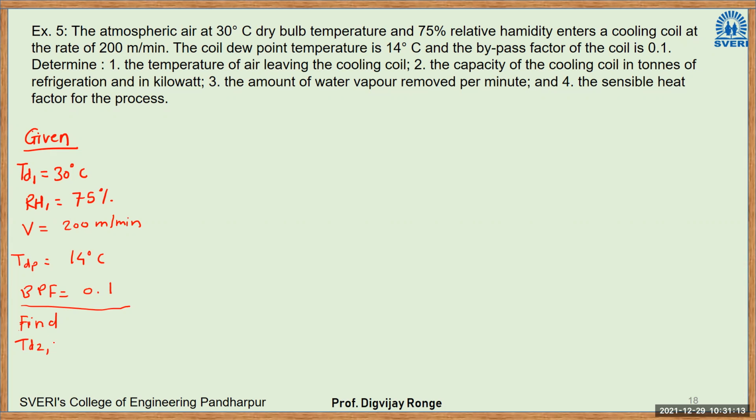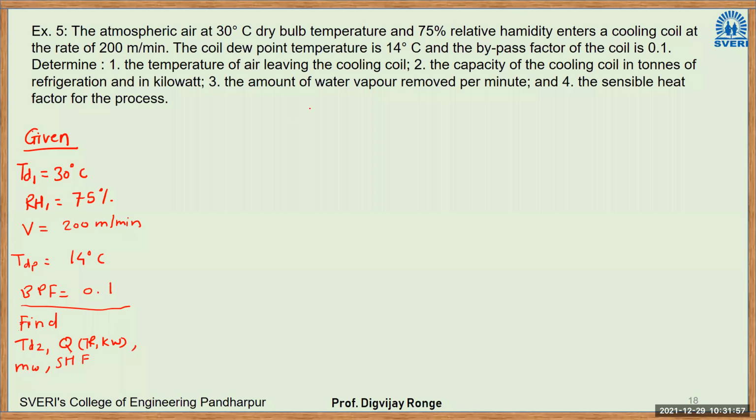The capacity of the cooling coil in terms of refrigeration and kilowatts. So we have to calculate the Q also in terms of tons and in terms of kilowatt. Then we have to calculate the amount of water vapor removed per minute. So we have to calculate the mass of water vapor which is being removed per minute. How is it being removed? When the air passes onto the cooling coil, condensation of water vapors occurs, and that condensation is nothing but removal of water content from the air. And the sensible heat factor during the process, that is SHF.